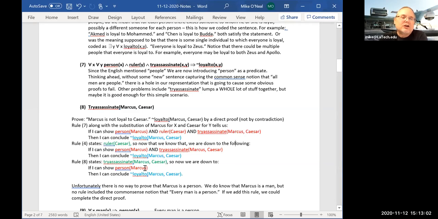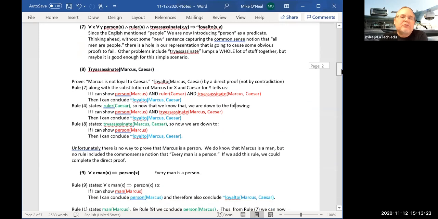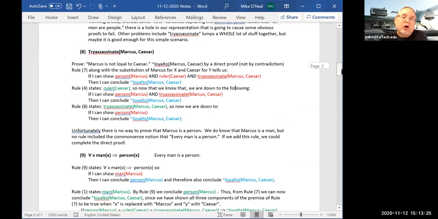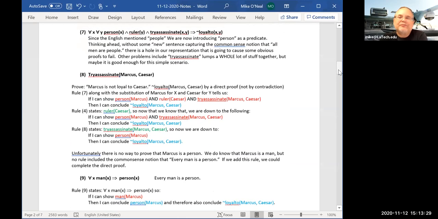So if I can show that Marcus is a person, then given this if statement and that I've shown that these two pieces of the premise are already true, if I can show this part of the premise is true, I will have shown all of the premise is true, and I can conclude not loyalty. Okay. But can I show that Marcus is a person? Well, no, because nothing says that Marcus is a person.